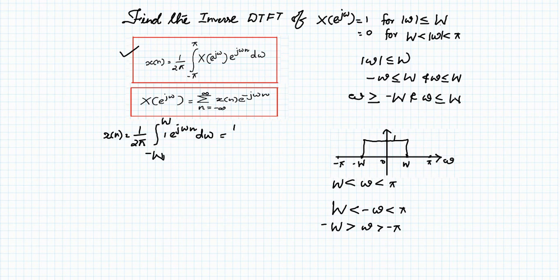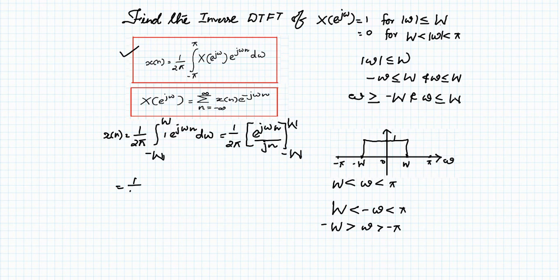So again, 1 by 2 pi. If you integrate this, e raised to j omega n, omega is the variable, so this j and n will be considered as a constant. So we can write e raised to j omega n, and omega is the variable, so this j n is considered as a constant, and we need to apply the limit. Lower limit is minus w and upper limit is w.